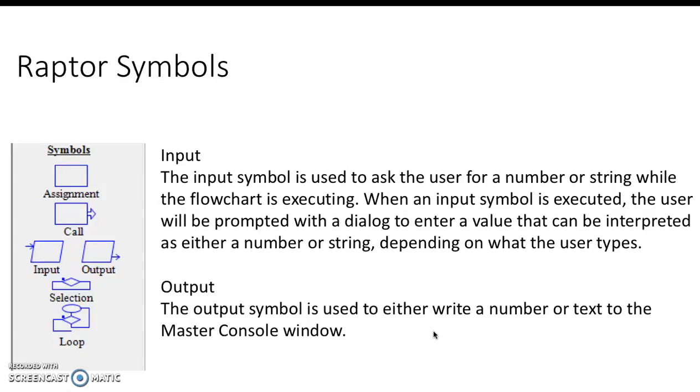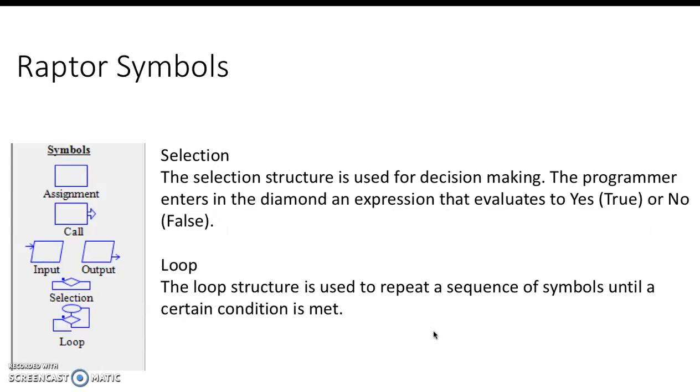The output is a symbol used to write a number or text and send it to the master control window. The selection structure is used for decision making. The programmer enters in the diamond an expression that evaluates to yes, being true, or no, being false.